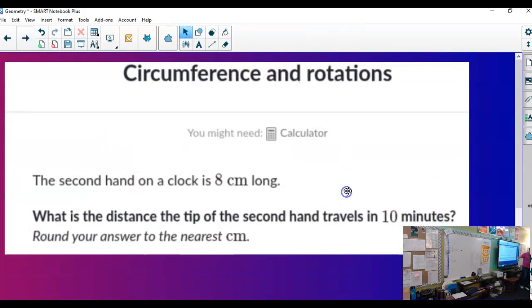Now, okay, I've always thought it was really weird they call it the second hand, because it's actually the third one. Think about it for a second.